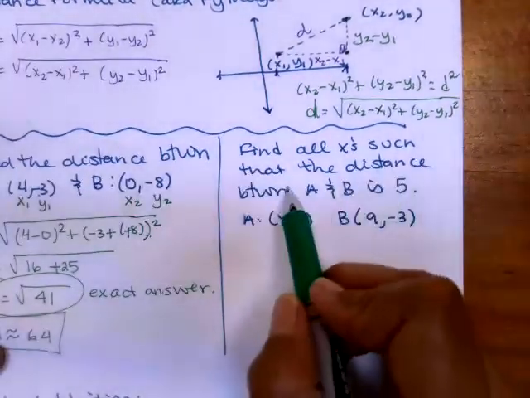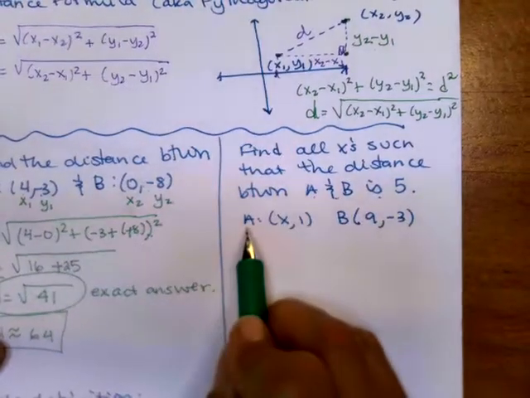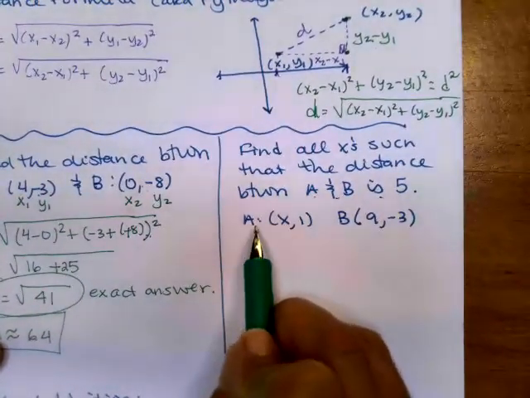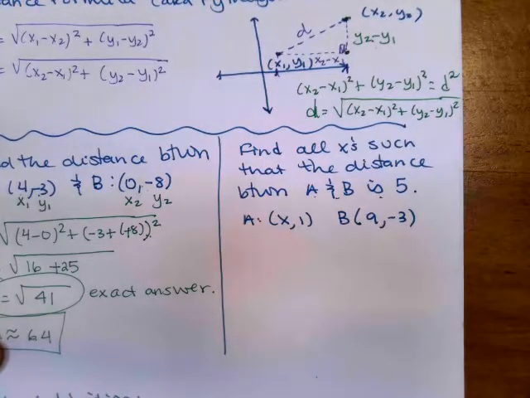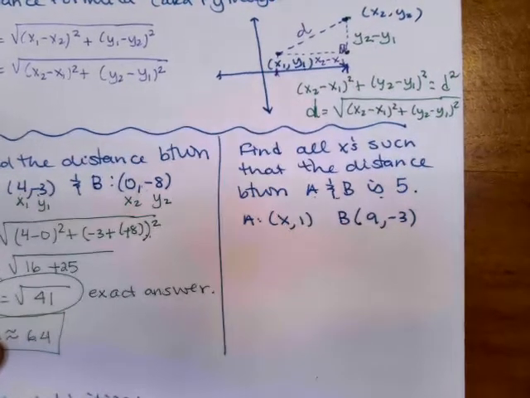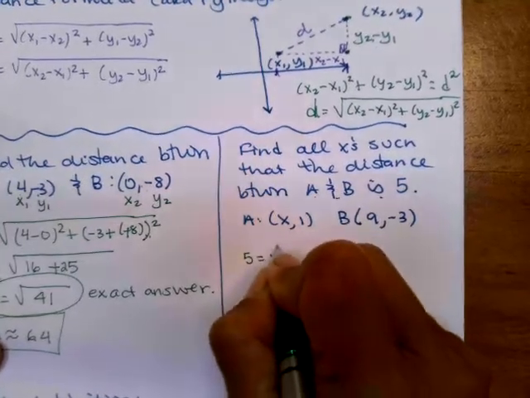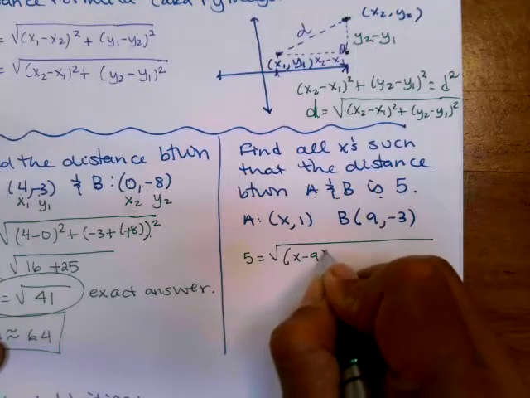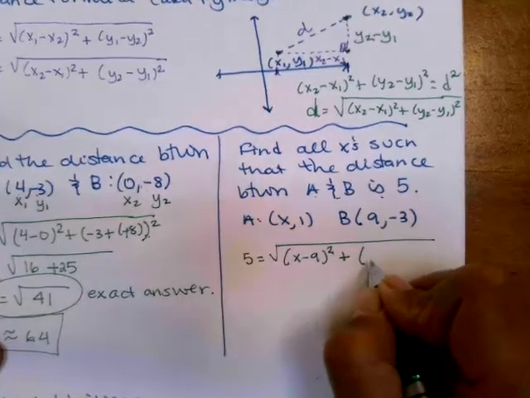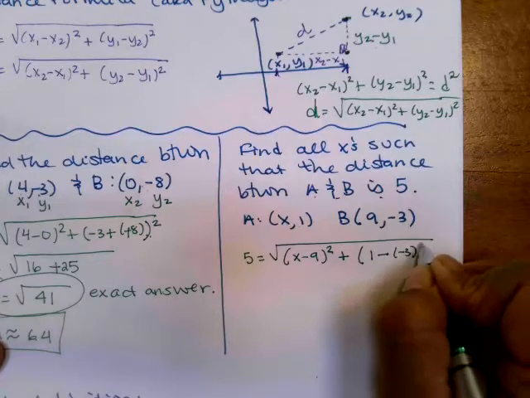So find all x's such that the distance between A and B is 5, where A has the point x, 1 and B has the point coordinates 9, -3. So here we go. We're just going to use the distance formula and plug things in where they go. So the 5 goes in for the D. So 5 equals the square root of (x minus 9) squared plus (1 minus -3) squared.